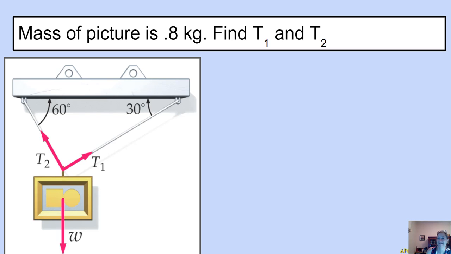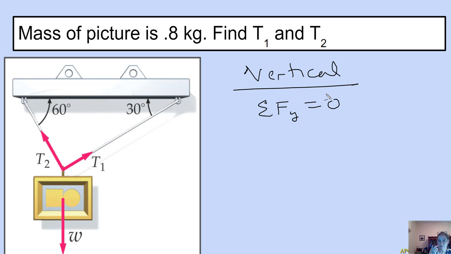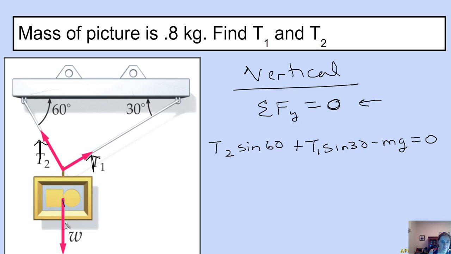Surprise, now we're in the vertical column. The sum of the forces up and down also are balanced. Again, this is not optional. You've got to say that step. How many forces do we have up and down? T2 sine 60, that's positive because it's pointing up. Plus T1 sine 30, that's positive because it's pointing up. Minus mg, that's negative because it's pointing down.